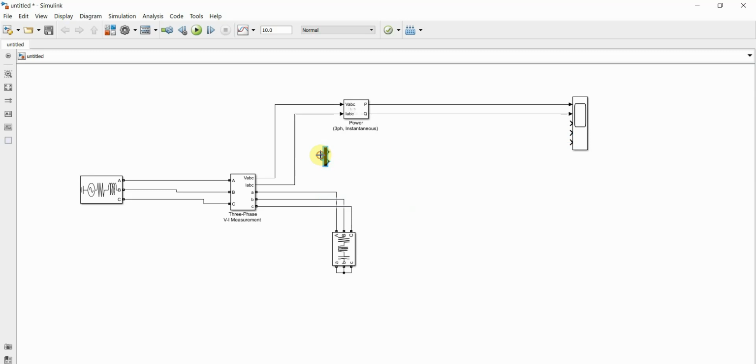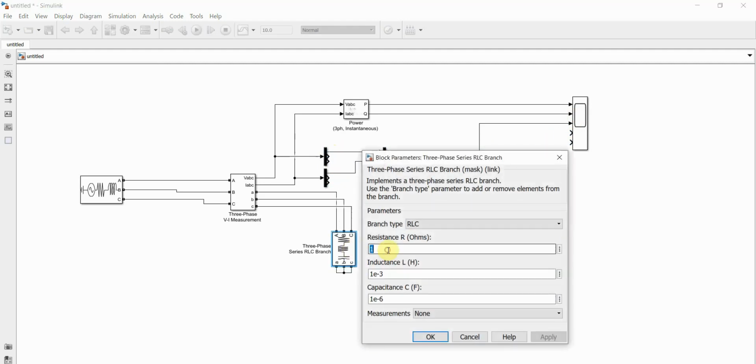I will take only one from here, and one more I require, only one. And in one figure I want to see voltage and current, so we will take a mux. These two will be muxed here so that we can see voltage and current in only one display.